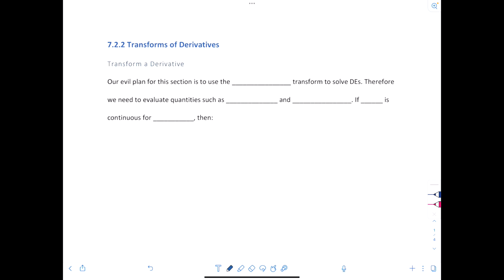Okay, our evil plan for this section is to use the Laplace transform to solve differential equations, specifically initial value problems. Therefore, we need to evaluate quantities such as L of dy/dt, that's the Laplace transform of that first derivative of y with respect to t, and L of that second derivative of y with respect to t.